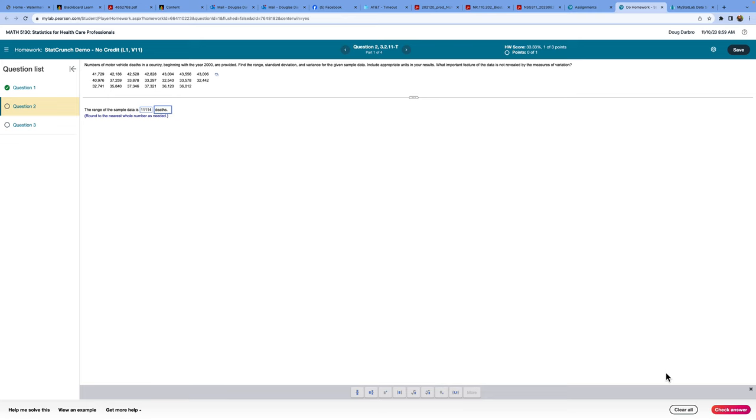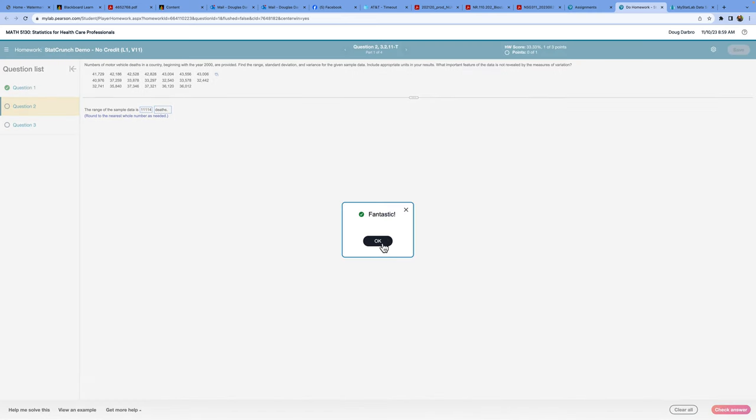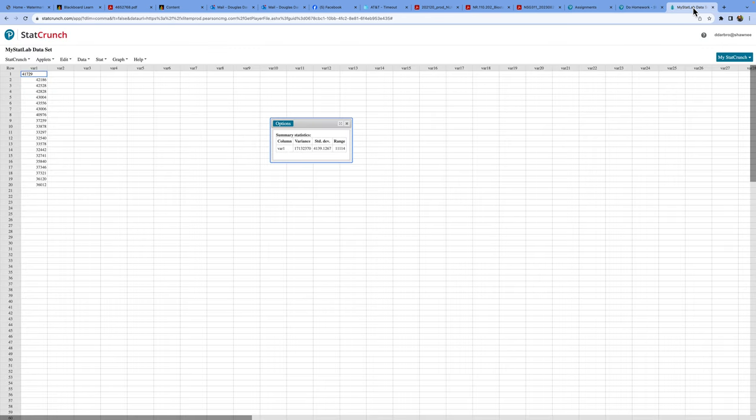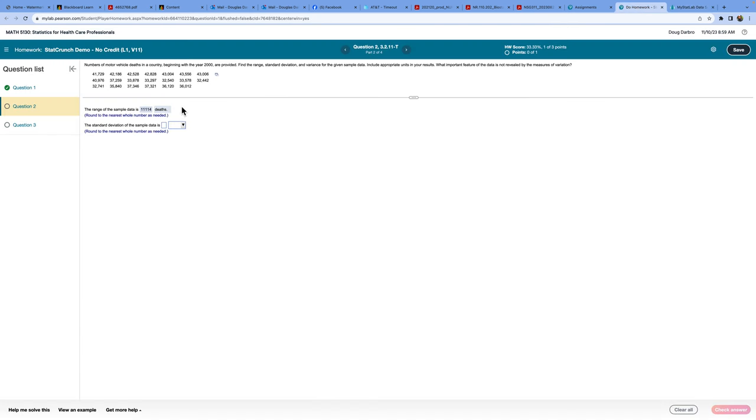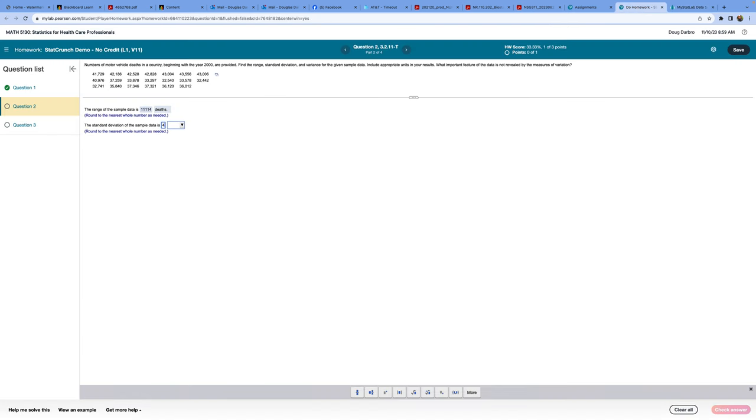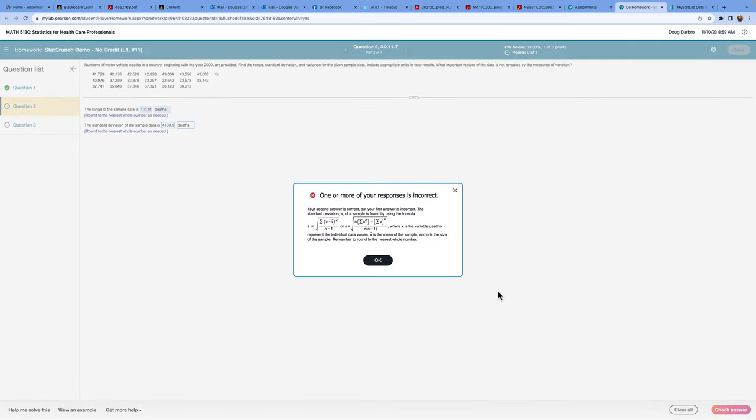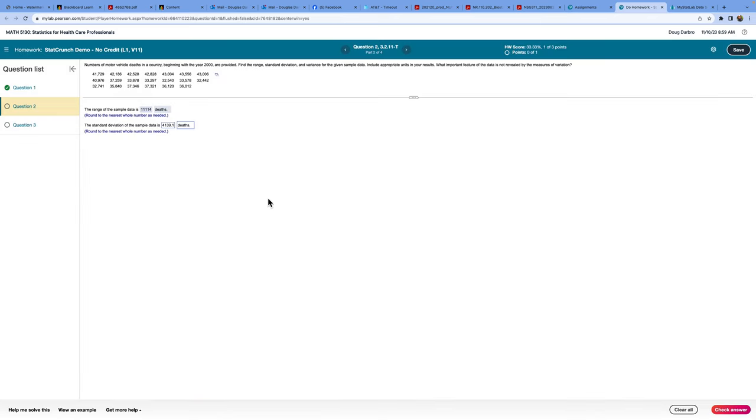So this would be deaths. Standard deviation is 4139.1. Remember, standard deviation is in the unit of the measurement. Round to the nearest whole number.